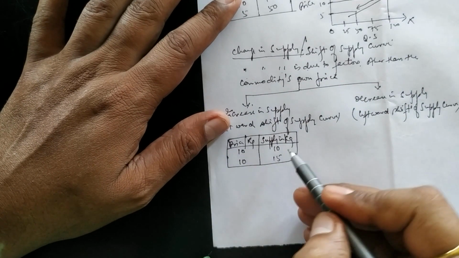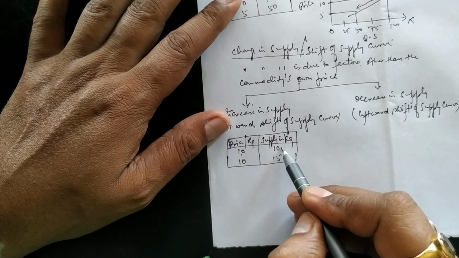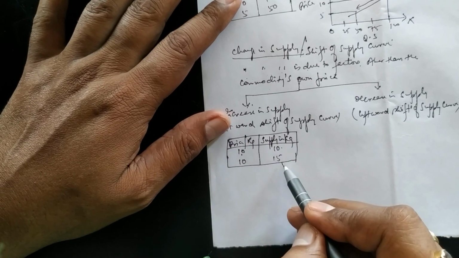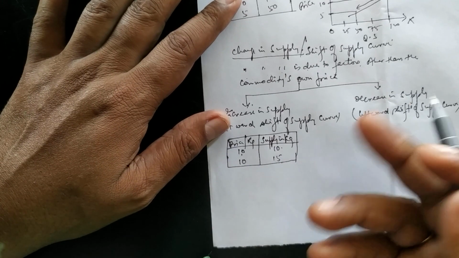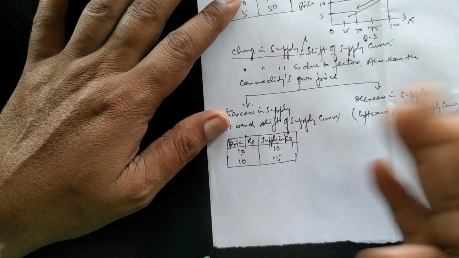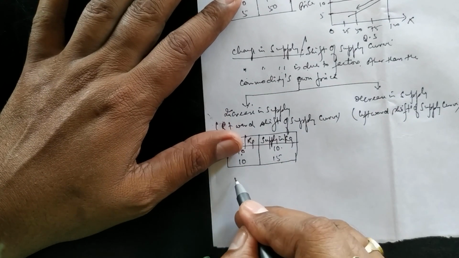Now you see, it was 10 rupees per kg and 10 kg was in the market. At 10 rupees, it is there only, the same 10 rupees, but 15 kg is supplied in the market. Maybe population increased. Clear? Maybe the price of a related good increased, so they moved to this product. So anything can happen. Now see the graph.